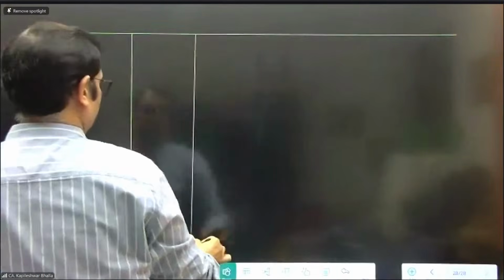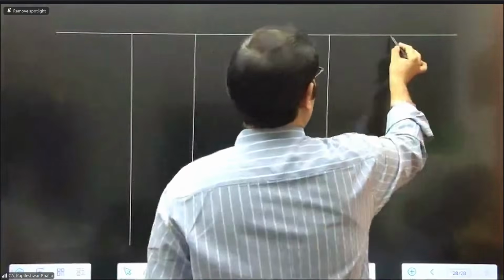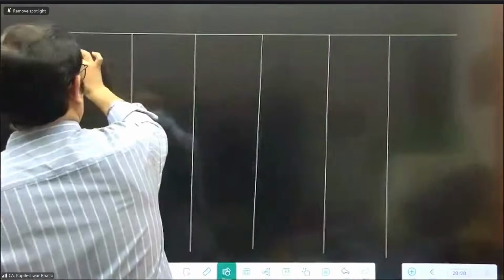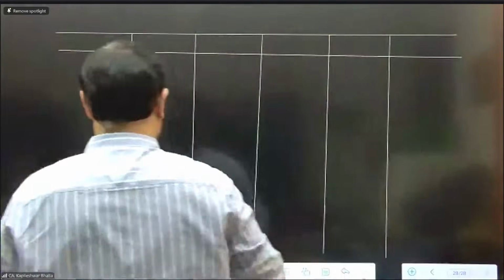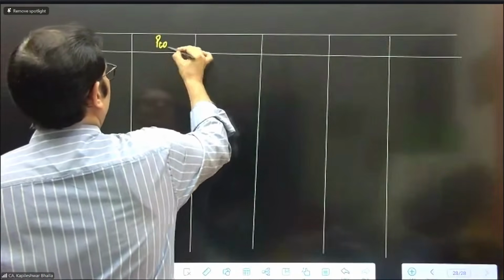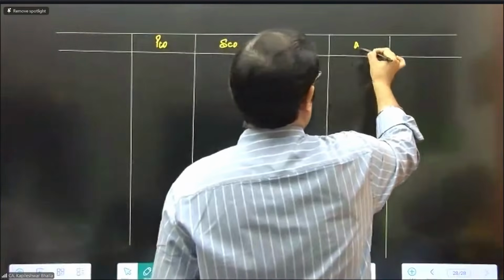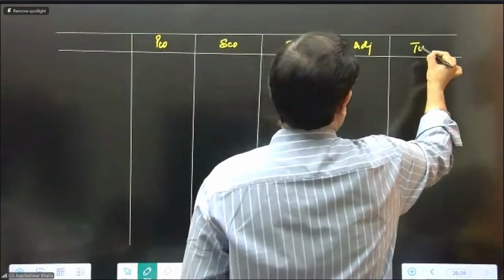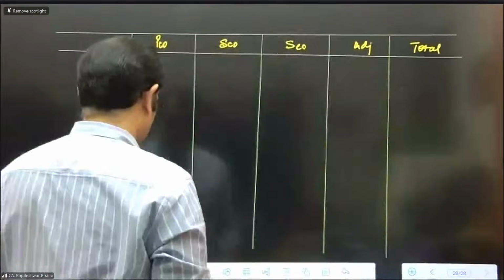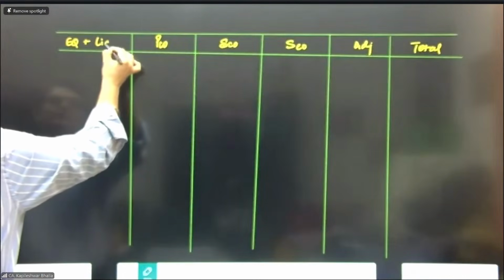The formatting continues. 1 column for the parent, 2 columns for the subsidiary, adjustments, and the total. So we've got parent company, subsidiary company, adjustments, and the total. So this is the equity and the liability section.